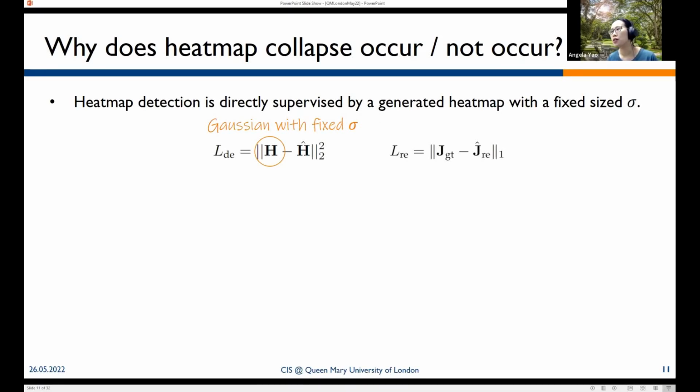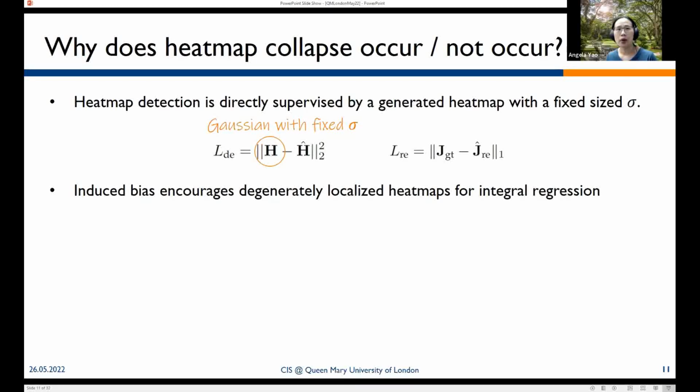Whereas in regression, we are supervising directly with the joint coordinates, right? So we have no control over this internal, latent heat map that's being produced. We have no control over what it actually looks like.